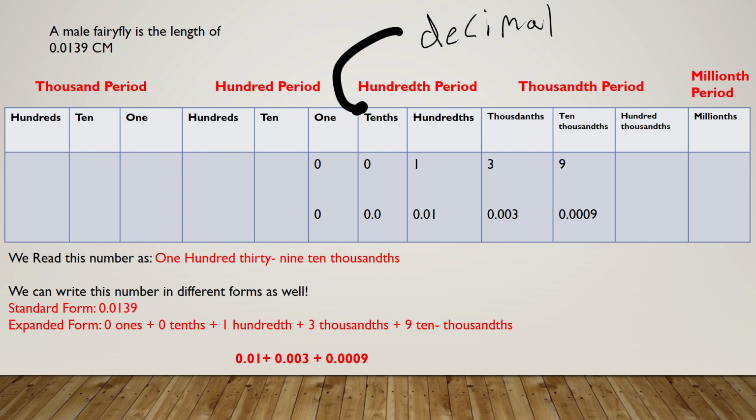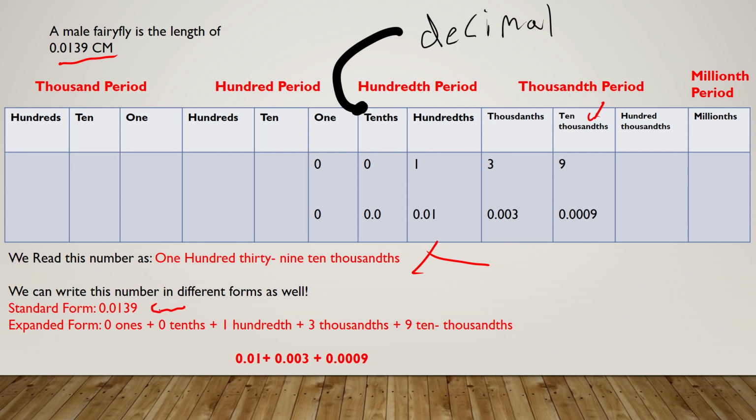So, here we go. We have the number 0.0139 centimeters. So we read this number as 139 10,000ths. So here, we have 139, and we go to our last place value here, which is 10,000ths. Very, very simple. We can write this number in different forms as well.